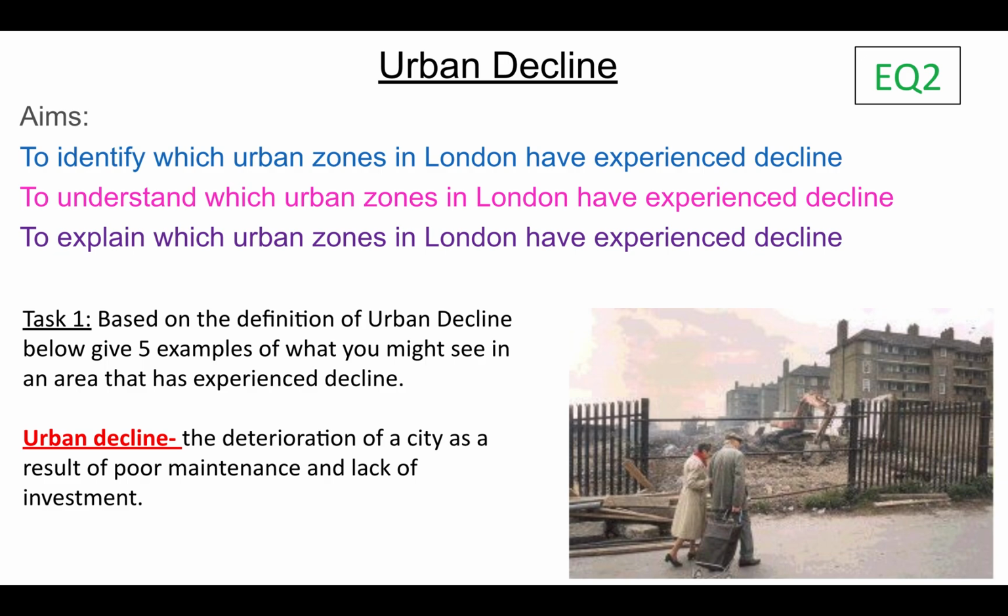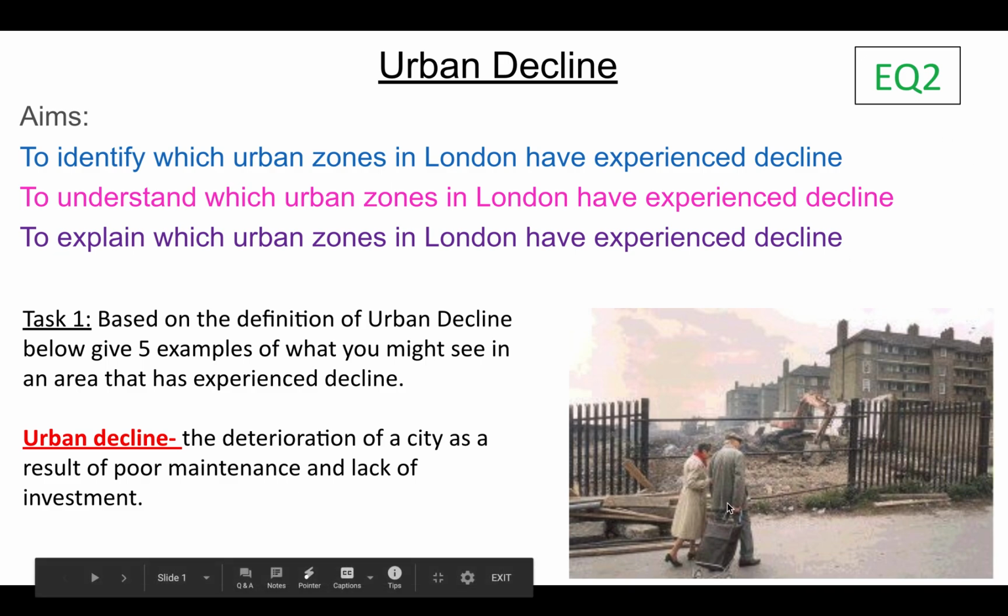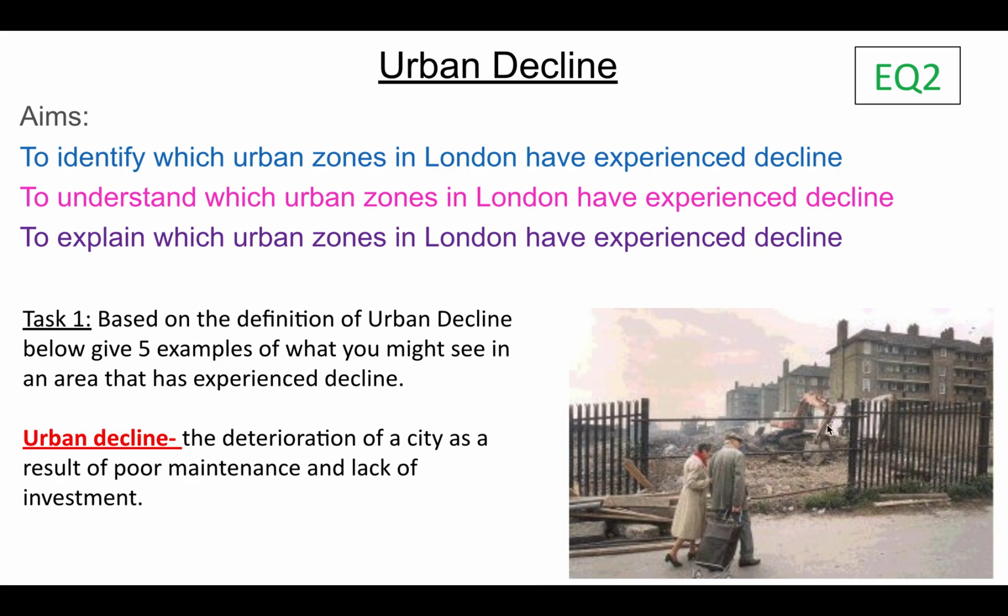Okay, so you've had a moment to think about that. Hopefully, you've got a couple of examples. Let's see what we've got here in the image. We've got, for instance, this broken fence. You've got piles of rubbish on the street. Perhaps you've got something that's being knocked down.